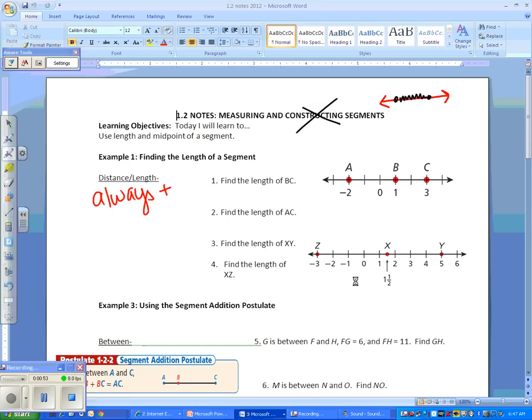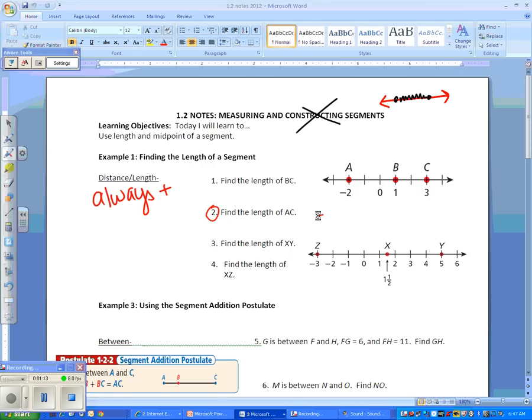So these examples are problems that you did in Algebra 1. Number 1 and 2 should be pretty easy for you guys because all you have to do is really count on the number line. However, if I didn't give you the number line, you would have to be either adding or subtracting, right? So if I wanted to know, for example, number 2, find the length of AC.